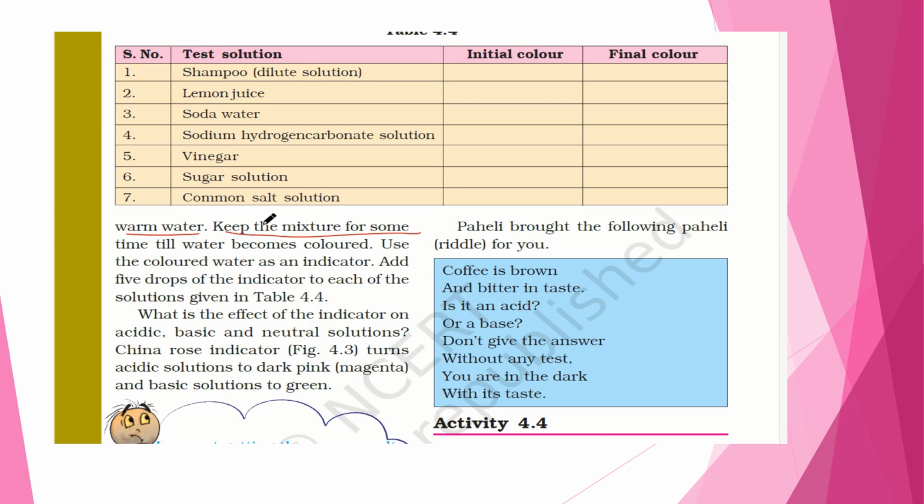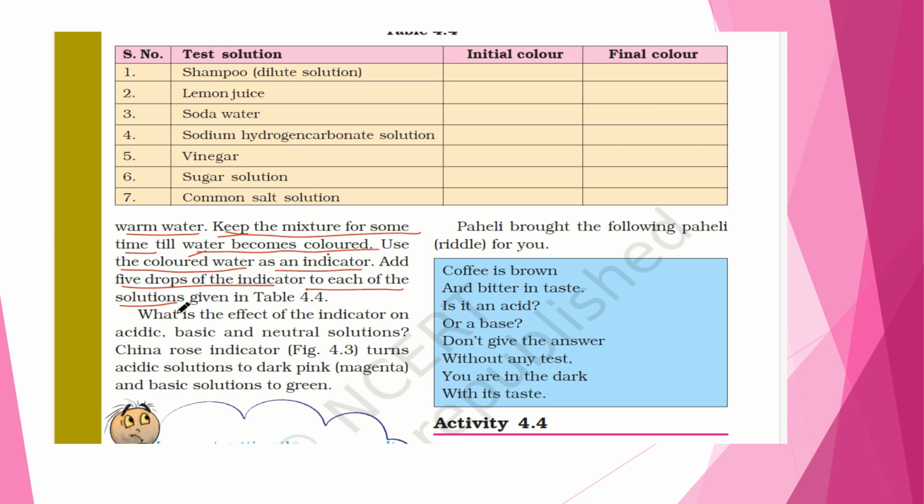Keep the mixture for some time till the water becomes colored, and use the colored water as an indicator. Add 5 drops of indicator to each of the solutions. So you are keeping the mixture for some time till the water becomes colored, that is China rose, it will be red in color. So use this colored solution as an indicator.